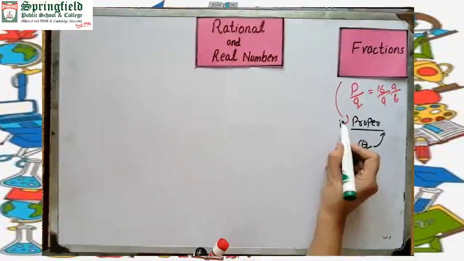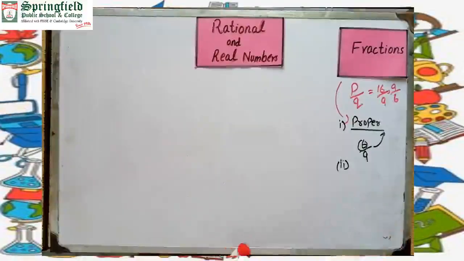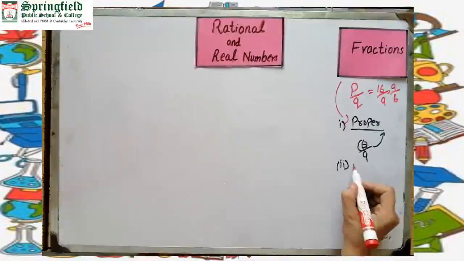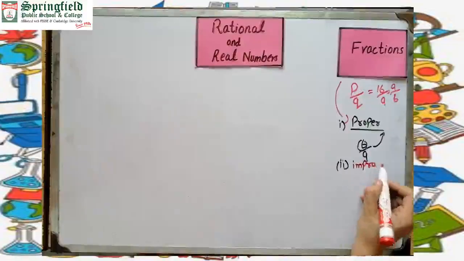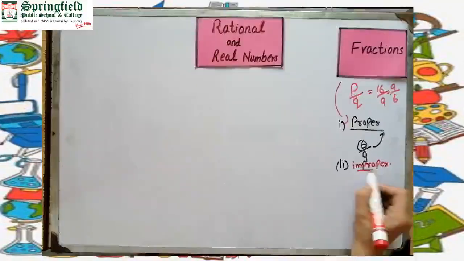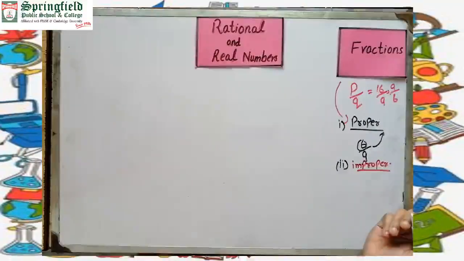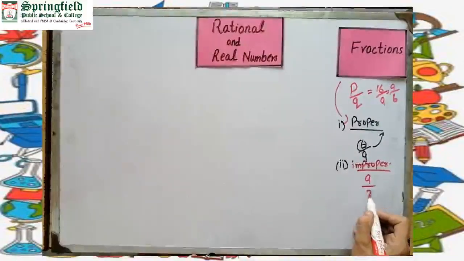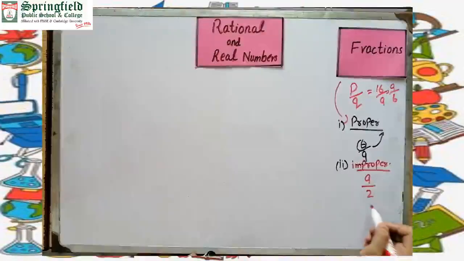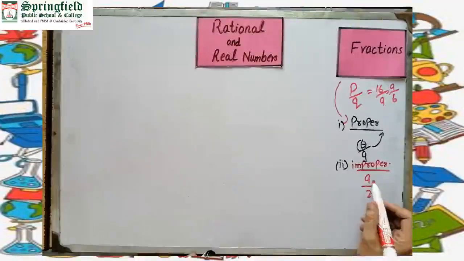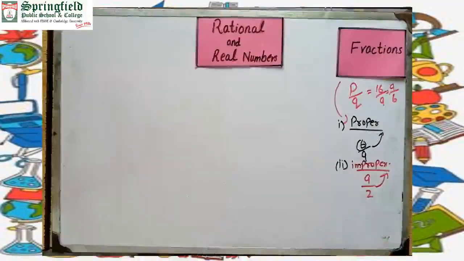The second type is the improper fraction, a fraction in which the numerator is greater than the denominator. For example, 9 by 2. Here the numerator is greater than the denominator, so 9 by 2 is called an improper fraction.